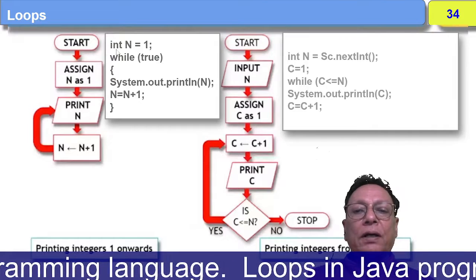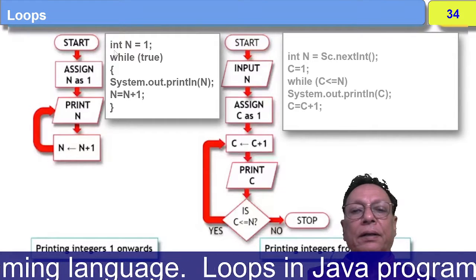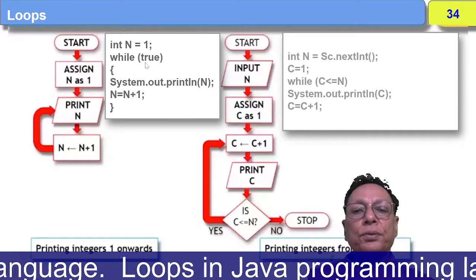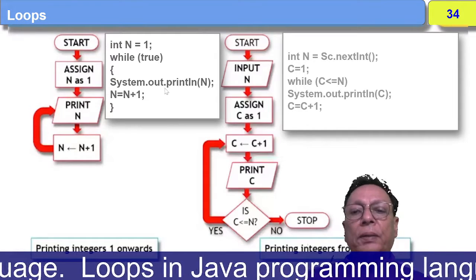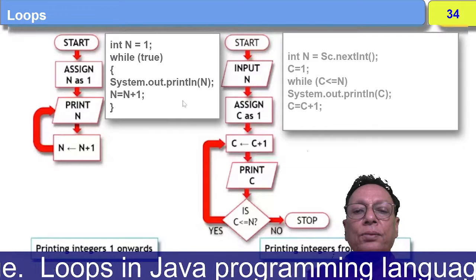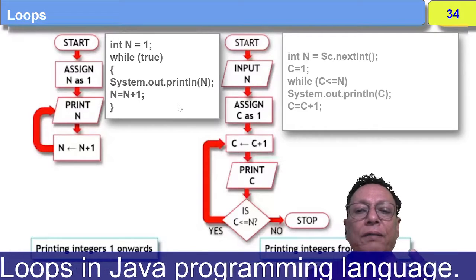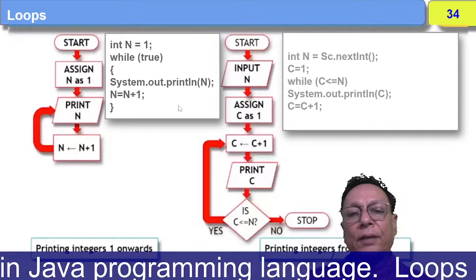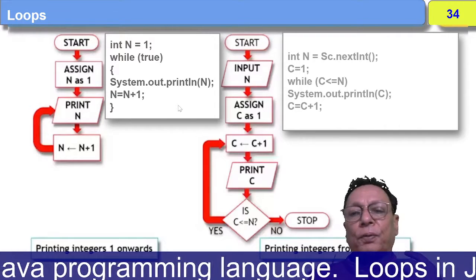So in Java, if I write it like int an is equal to 1, while true, System.out.println(an), it keeps on printing the value of an and incrementing the value of an. So this is an infinite kind of loop.